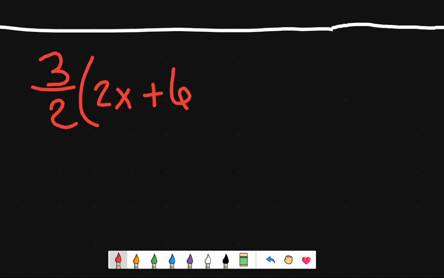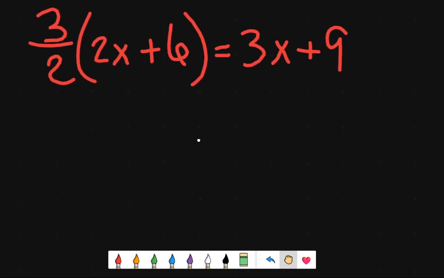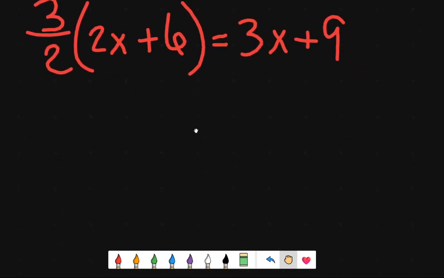All right, on the next equation, which is written as 3 over 2 times the sum of 2x and 6, which will be equal to 3x plus 9. We're going to use the distributive property once again, but this time we have a rational number, which is a fraction. And so that might be a challenge to you. So what I recommend that you do is to turn your whole numbers into fractions also.